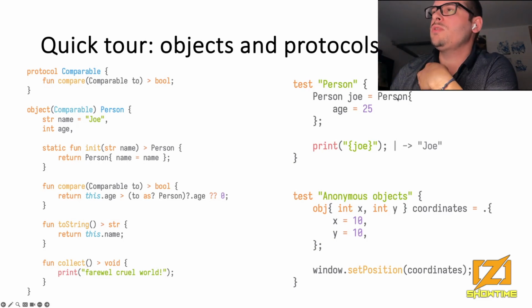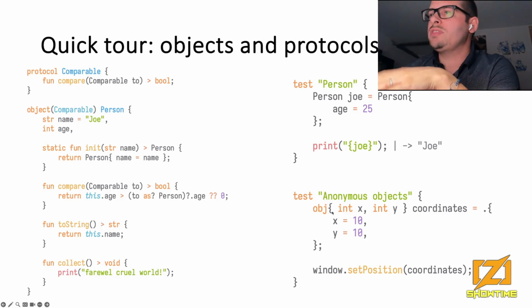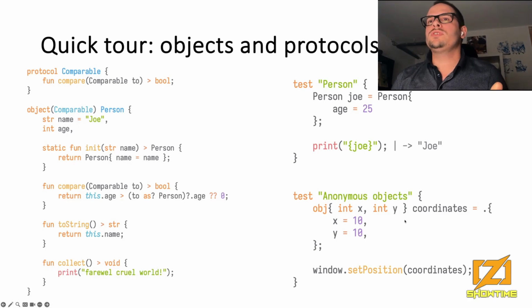Here you can see how we do instantiation of an object. And we also have anonymous objects, which are objects without any method or static variables. It's pretty useful if you have a few data that you want to bind together, and you don't want to define a type for it. So it's pretty useful for that.